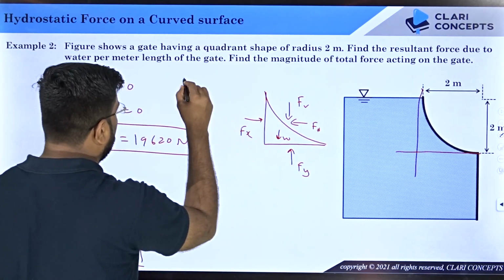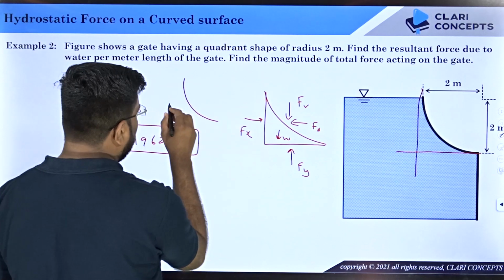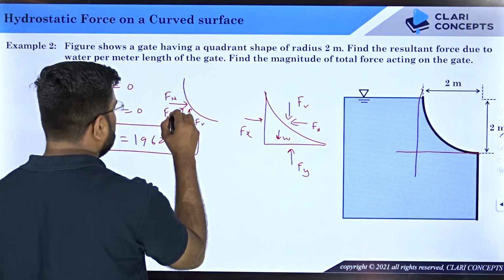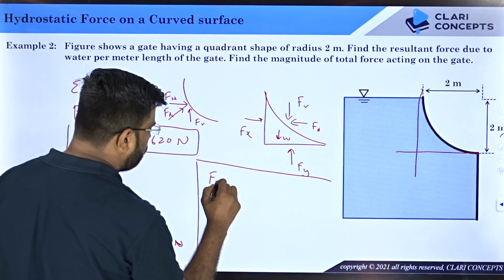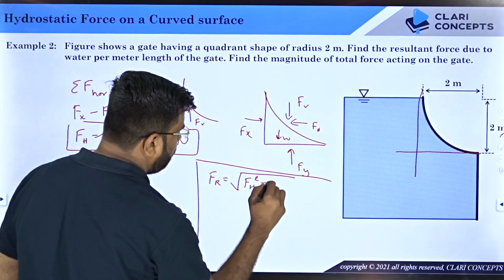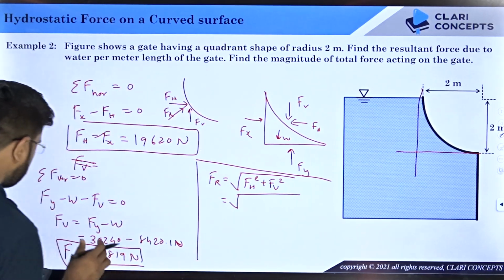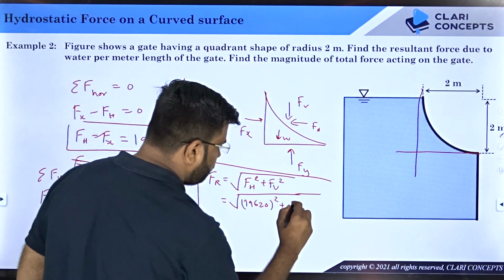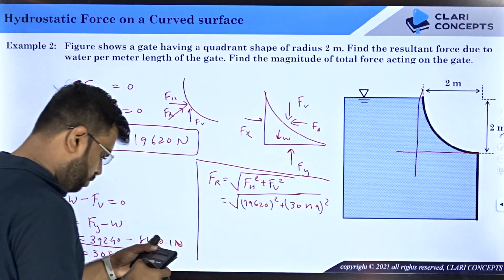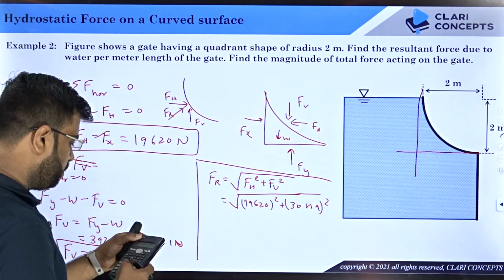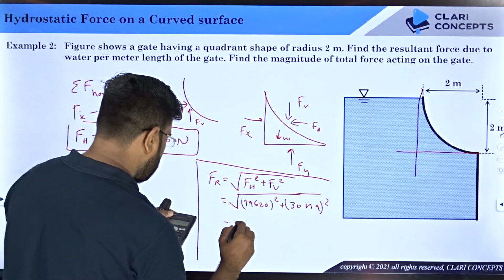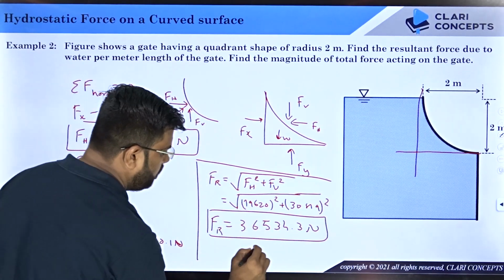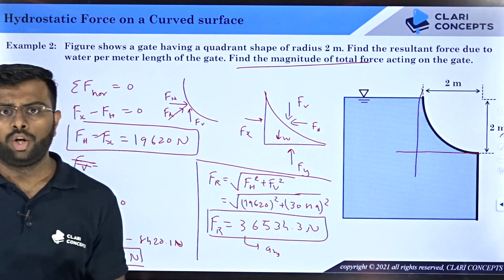Fh and Fv are known to you. So now you found that on this section, the force applied by the fluid is Fh in this direction, Fv in this direction, and the resultant is this. This is Fv. And Fr is this. So what is the value of Fr? Fr will be equal to the square root of Fh square plus Fv square. This is equal to the square root of Fh, which is 19620, plus Fv, 30819. So this square plus 19620 square, and under root of the answer you will get 36534.3 newtons. This is the answer that you are looking for: the magnitude of the total force acting on the element. Let me check the answer.